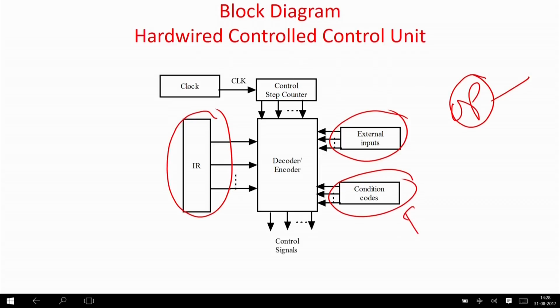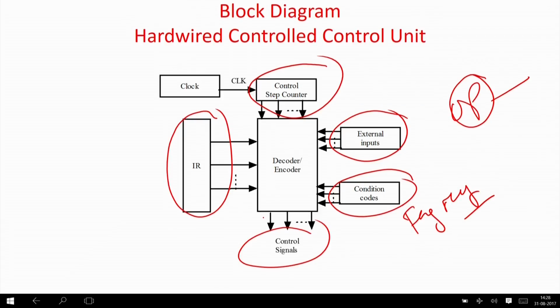You can consider this as a flag register. And finally, there is something called a control step counter, that is step 1, step 2, step 3, from some step there may be an if then else condition, like if 0 is set you do something else. So, in the finite state machine implementation, the state bits will also be given as inputs.